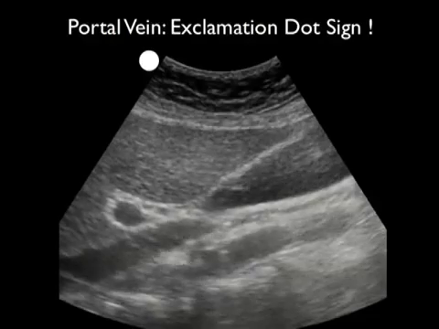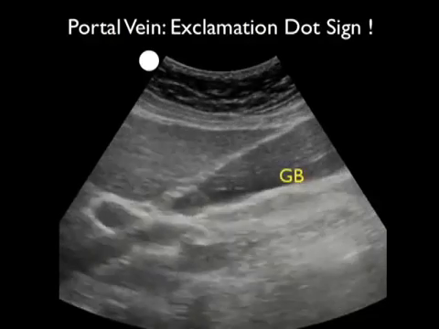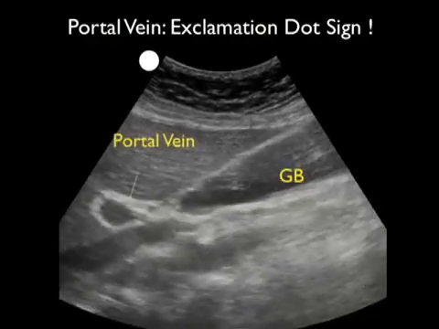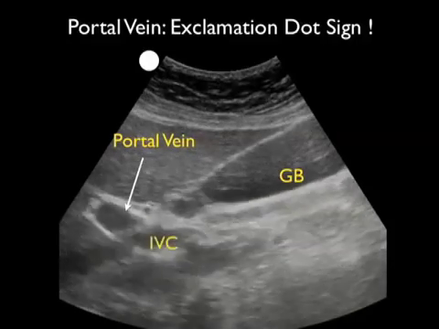Here's an ultrasound image showing the portal vein exclamation dot sign, and we see the gallbladder to the right making the exclamation, and the dot, the portal vein, to the left.